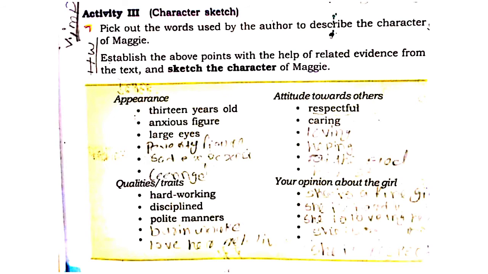See their appearance, 13 years old, then anxious figure, large eyes, and so on. Then attitude towards others, respectful, then caring. Then qualities or traits: hardworking, disciplined, polite, then polite manners. Then your opinion about the girl. These are the main points, hints given here. Based on this, you have to prepare a character sketch of Maggie.